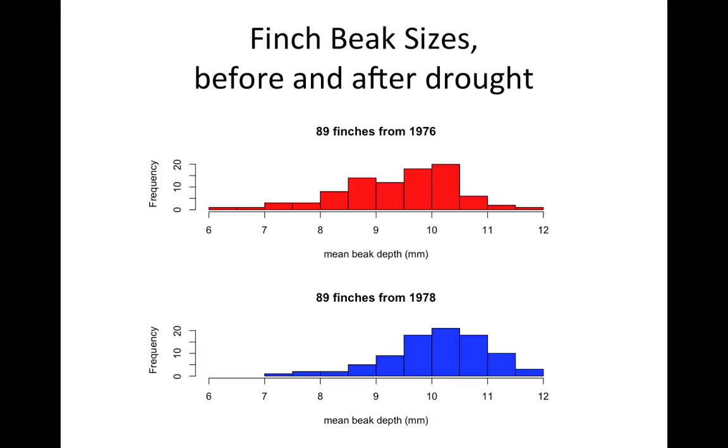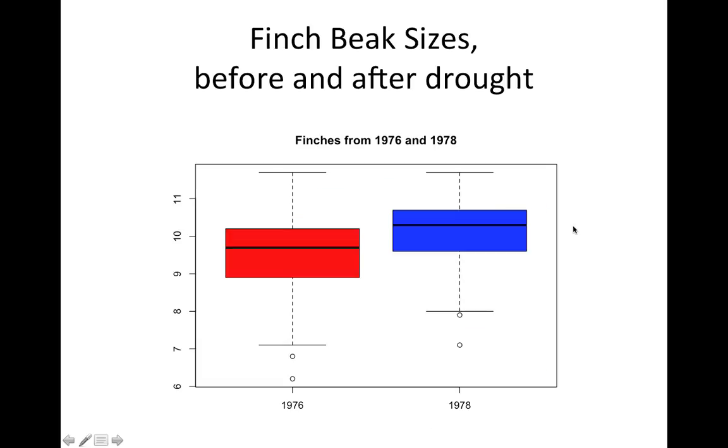Here's an example of the beak sizes of a bunch of birds, finches, before and after a drought that occurred in 1977. So there's 89 birds from 1976 and 89 birds from 1978. Just looking at these two histograms, it's pretty clear that the beak sizes were larger in 1978 than in 1976, but let's go ahead and do a t-test. We can look at box plots as well. Again, it's pretty clear that the beak sizes were bigger in 1978.